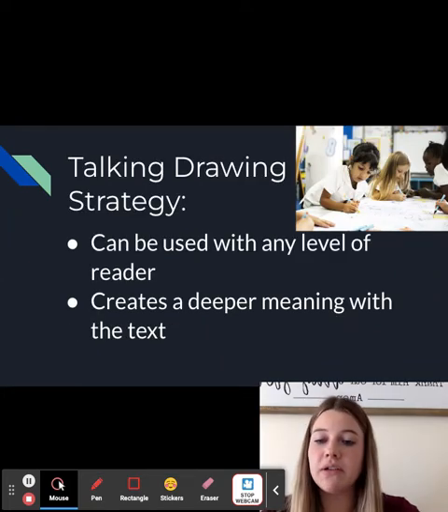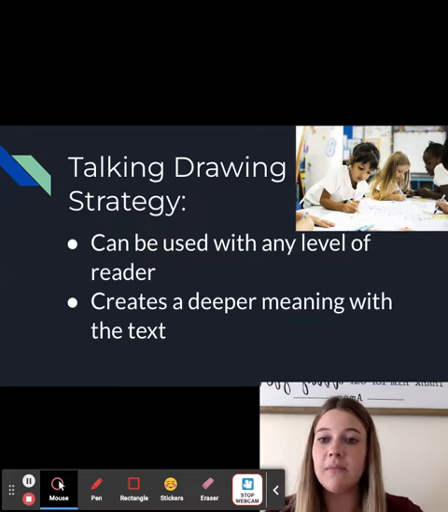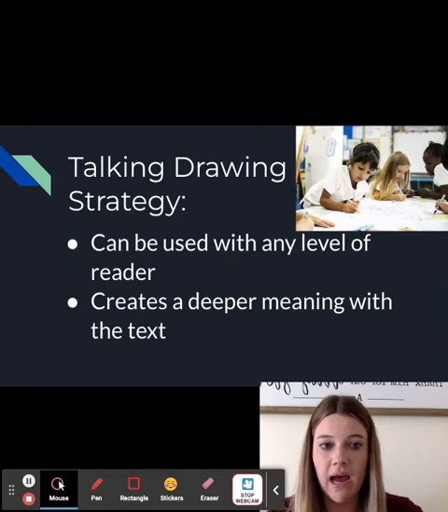We also have the talking drawing strategy. This is one of my favorite ones simply because it can be used with any level of reader. So it can be used with the most beginner of reader or it can be used with the most advanced reader. But the talking drawing strategy, this creates a deeper meaning with the text because the students create a mental picture of what they think that the text is about.